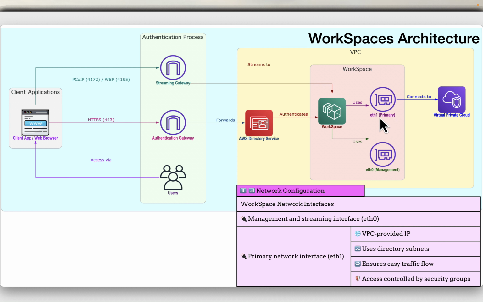So it will go through eth1, and this will have all the security group, IP addresses and subnets information.